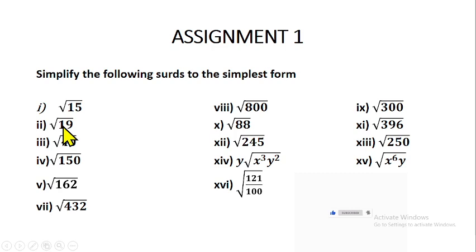So can we simplify √19, √40, √150, √162, √432, √800, √88, √245, and so on, and all these algebra as well? Can we find their surds further? If we can, then simplify them one after the other and tell us the answer.